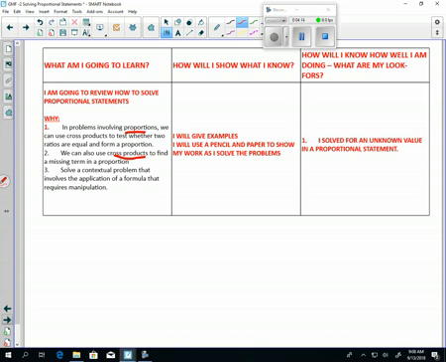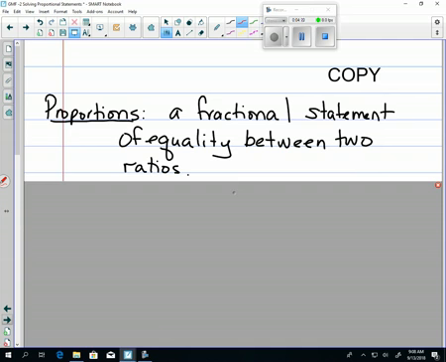So we're going to be looking at solving an unknown value in a proportional statement. It's a lot of words, kind of complicated, but what it means is that we're just going to take a situation where we have an equality sign, and we have another one over here, say, with an unknown, and we have to solve for this. That's the proportional statement. So proportions means that they're fractions of equality between two ratios. This is a ratio, and this is another ratio, and they're equal.